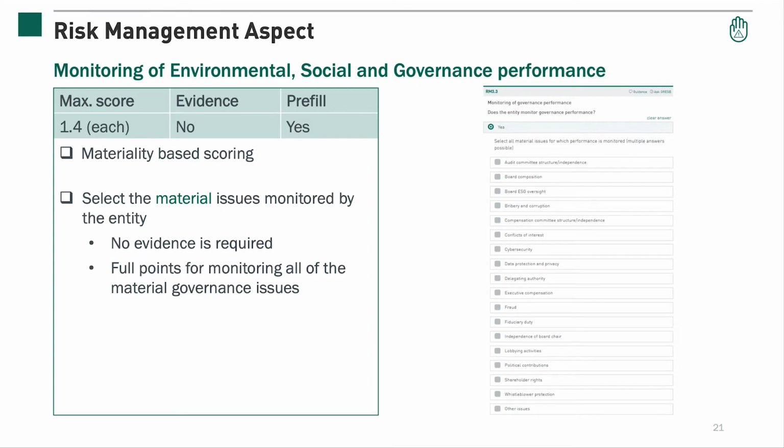Select all of the issues monitored by the entity. Again, materiality-based scoring means that only issues deemed of medium or high relevance count toward the score. To achieve full points, monitoring needs to cover all of the material issues. These indicators are automatically validated and evidence is not required.